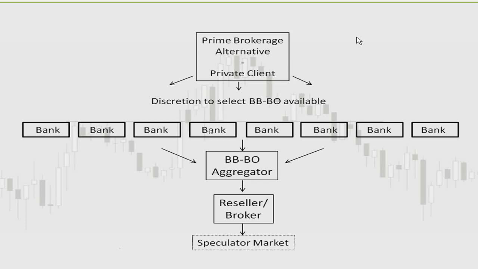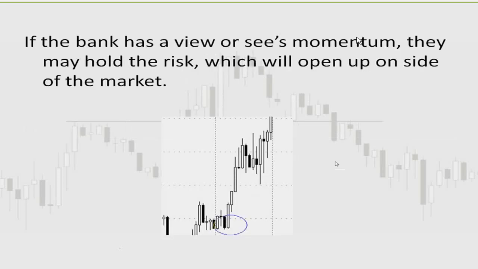The bank may hold the euros because they see flows that are pushing euro higher, at least for a short period of time, so that they can take them on at, say, 123.50 and get rid of them at 123.60 or 123.70. And we're going to look at that pricing in just a moment. So remember, those are the options. If the bank has a view or sees momentum, they may hold the risk, which will open up one side of the market. So let's say, for example, I sell euros to the bank.